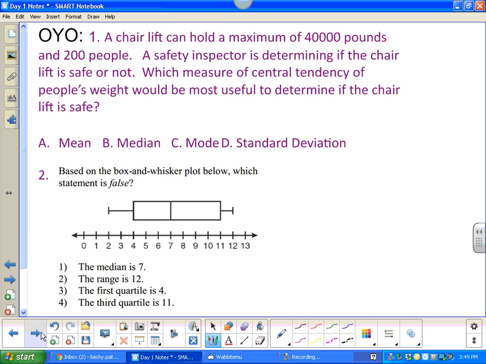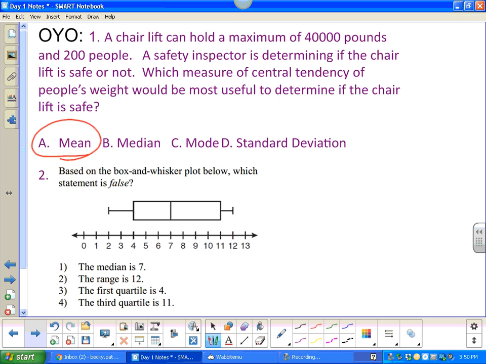A chairlift can hold a maximum of 40,000 pounds and around 200 people. A safety inspector is determining if the chairlift is safe or not. Which measure of central tendency with people's weights would be most useful to determine the chairlift is safe? And again, that's going to be your mean. We need your average weights.